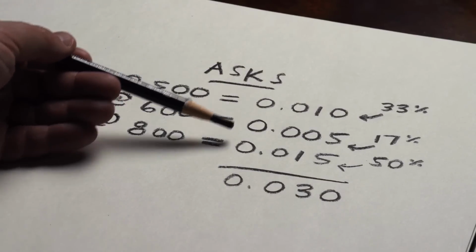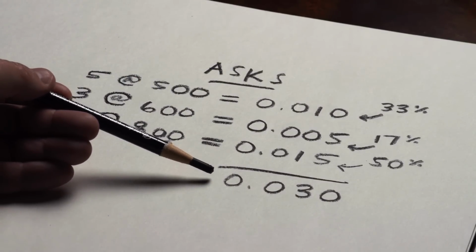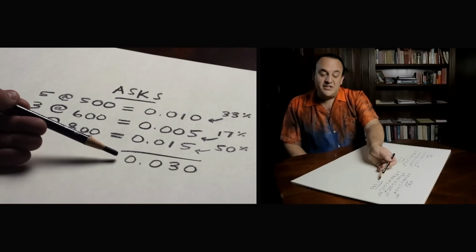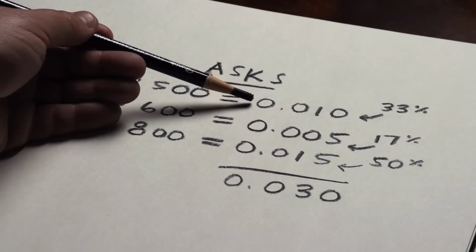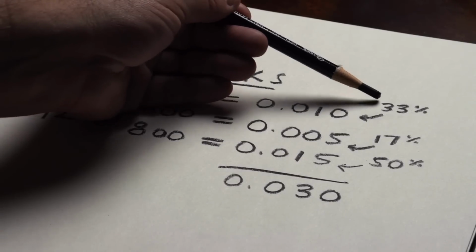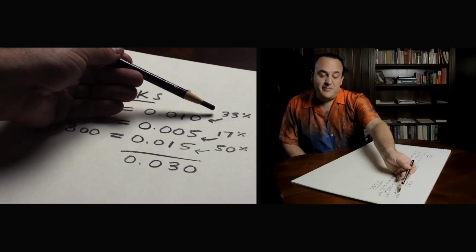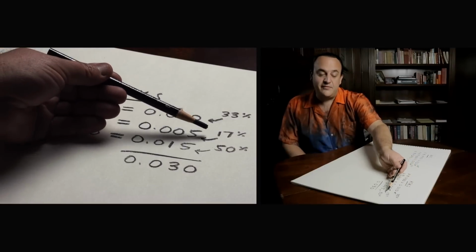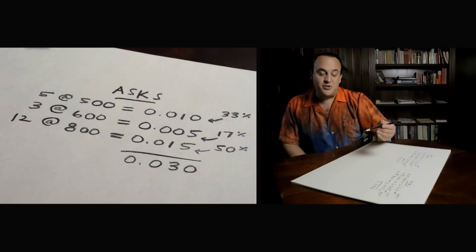Again, you sum the magnitudes to get the total magnitude for the ask side of the market. So we have 0.030 total magnitude, and again, you divide this one by the total magnitude to get the stake of magnitude for this ask. So we have stakes of magnitude 33%, 17%, and 50%.